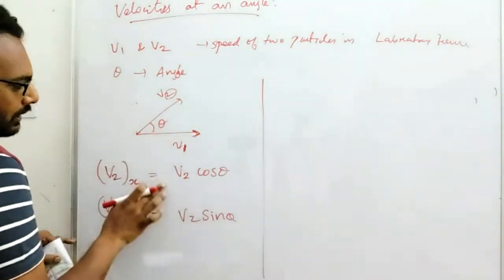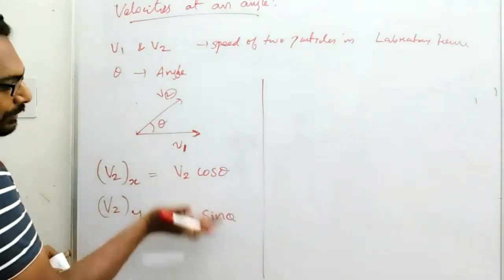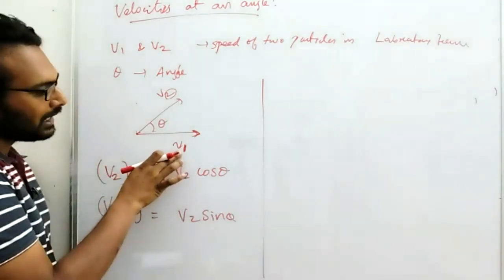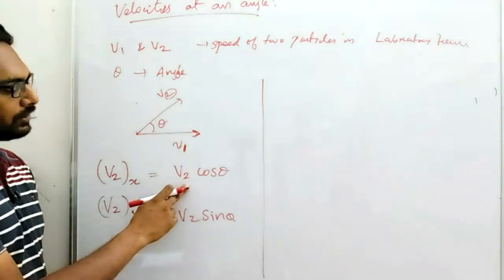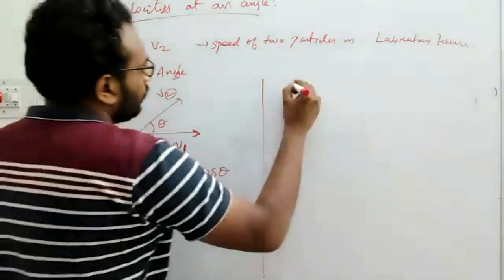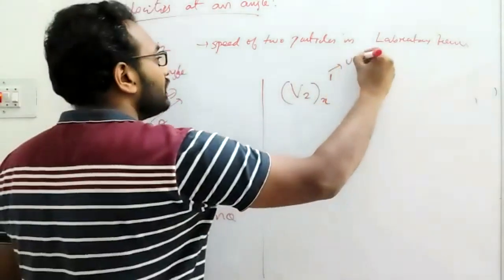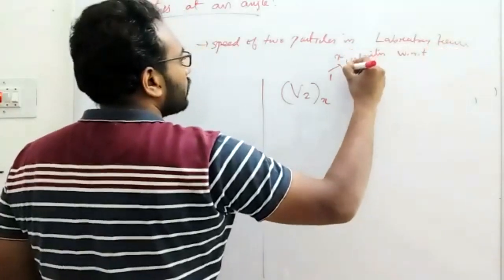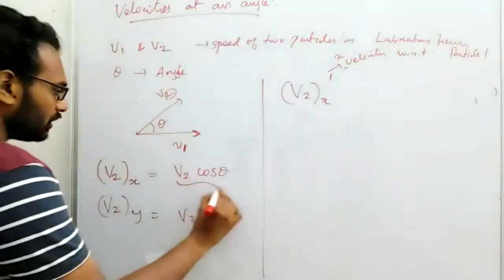And we have got this in our frame. But we are talking about what these velocities are with respect to the frame of V1. Should we add or subtract V1 to find the x component? So we can write it as V2 x prime. What is this prime? This means that this is the x component of velocity with respect to particle 1. What is this?